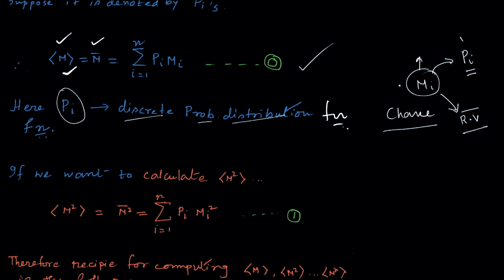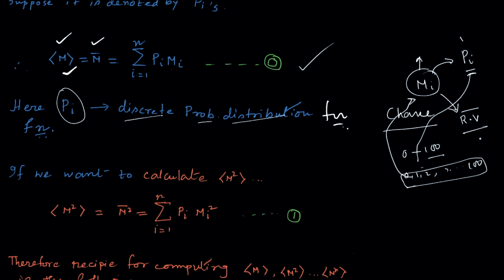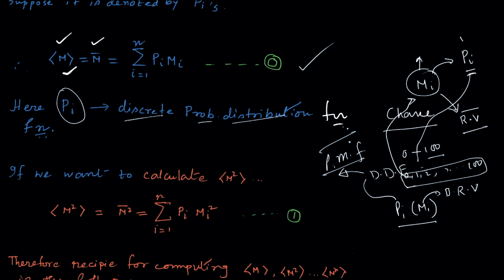The marks MI can be anything from, suppose the test is within 0 to 100 and every mark is rounded to a whole number, that means 0, 1, 2, 3 and so on up to 100. MI can take any of these values, and PI is the probability of getting marks 0, 1, 2, etc. PI is a function of MI, because MI is the discrete random variable and PI is the discrete distribution function, which in statistics is also known as the probability mass function, PMF. It is a more formal name.